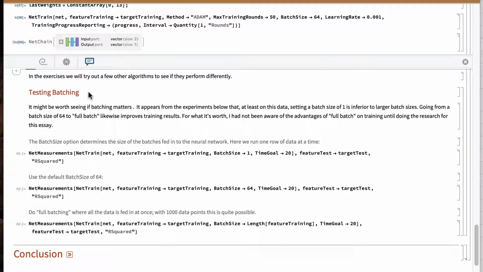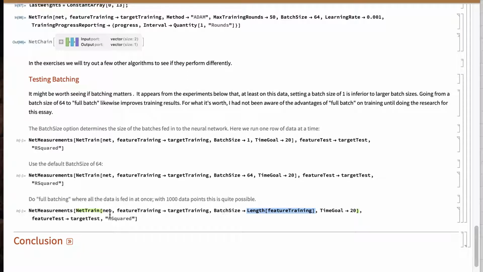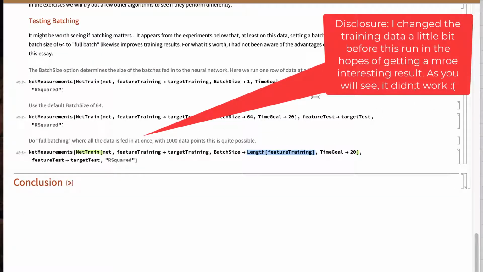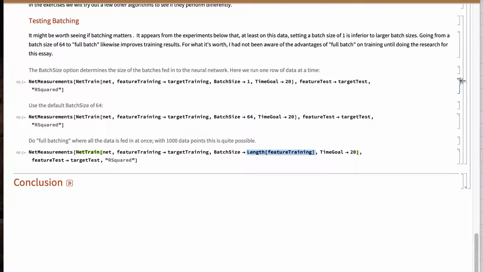The other experiment that I want to do is to see if batching matters. And so basically what I'm going to try is one instance at a time. This is pure stochastic gradient descent. Then I'm going to try mini batching with a size of 64, and then I'll try full batching where I use the entire training set, the length of the training set, as the batch size. And in each instance, I'm going to evaluate the R squared to see whether batching affects performance. I'm going to run each of these for 20 seconds. Let's just start running, okay?